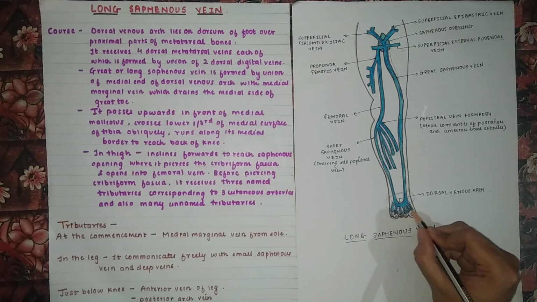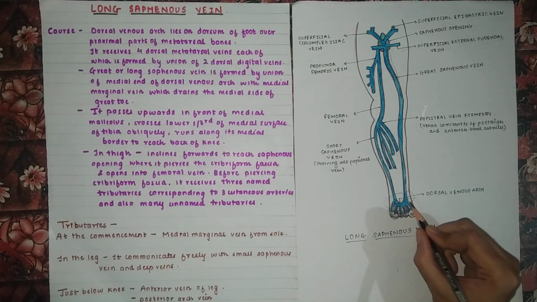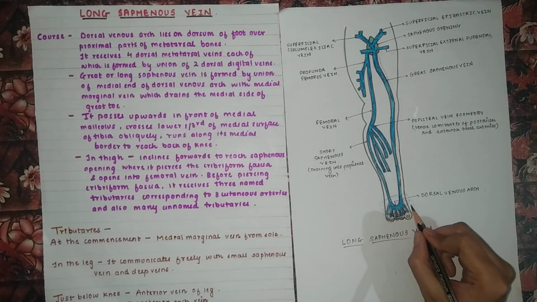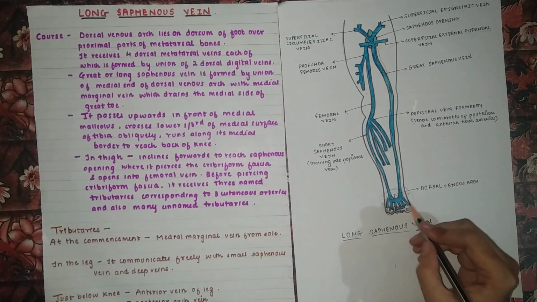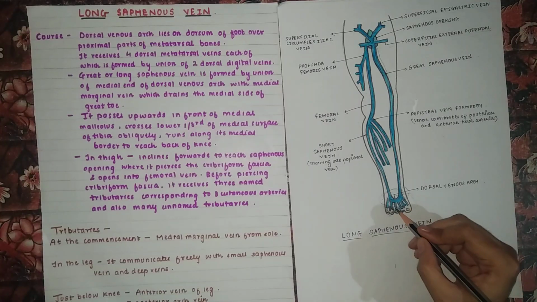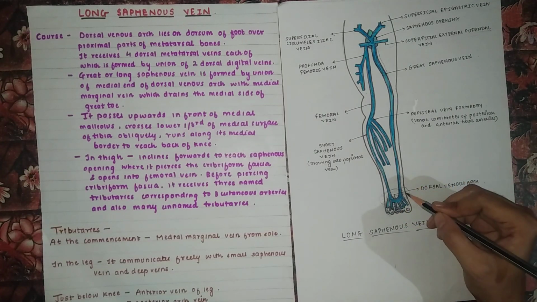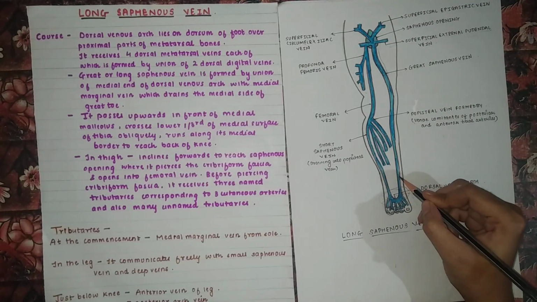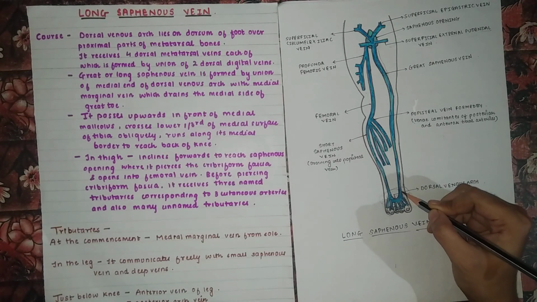Four metatarsal veins form the dorsal venous arch, which is located on the dorsum of the foot at the proximal part of metatarsal bones. Great or long saphenous vein is formed by the union of medial end of dorsal venous arch with the medial marginal vein, which drains the medial side of the great toe.